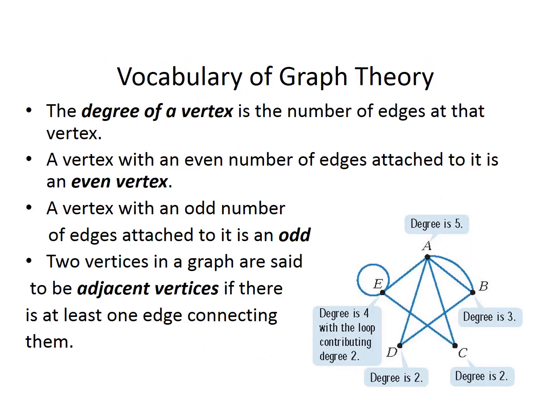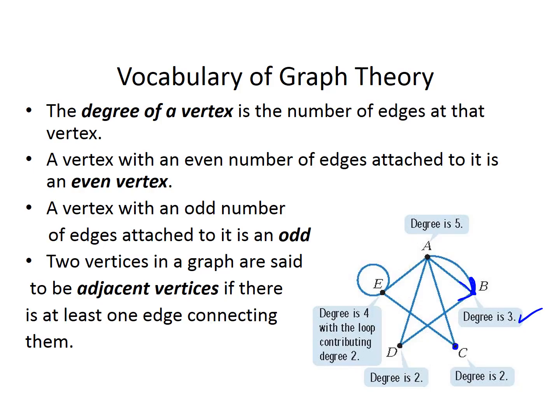So we're going to look at some vocabulary for graph theory. Something that we're going to be very interested in is the degree of a vertex. The degree of the vertex is the number of edges at that vertex. If you look at B, for example, it says here that the degree is 3, and that's because there are 3 edges coming out of B. So the degree is the number of edges at the vertex.